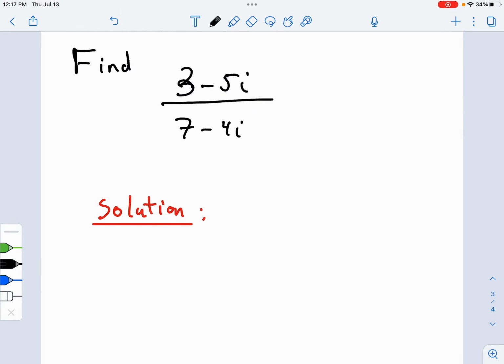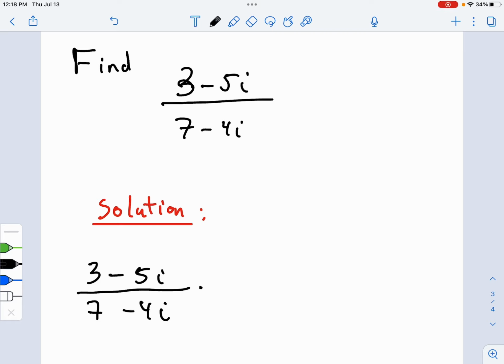All right, so we have: find 3 minus 5i divided by 7 minus 4i. We're dividing two imaginary numbers, or complex numbers, and we have a way of doing this.